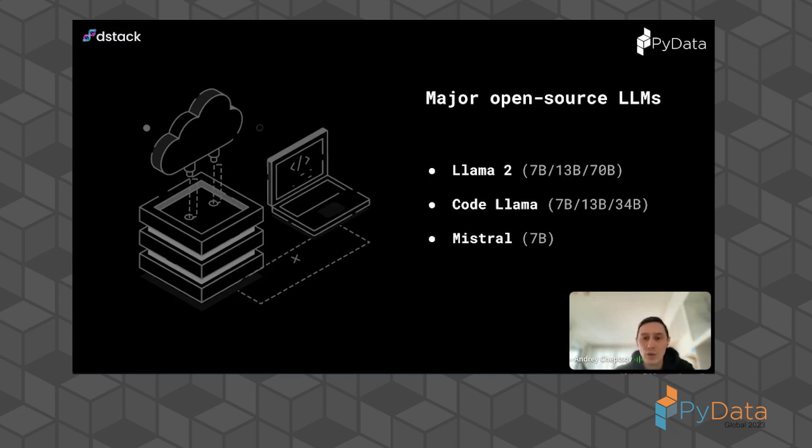Mistral is a relatively new model. It is released by the Mistral AI company. And what is great about Mistral is that it's one of the most capable smallest models. So it's only offered in the 7 billion parameter size, but it outperforms all of the models of the same size, and even some of the models of a larger size, like 13 billion parameters.